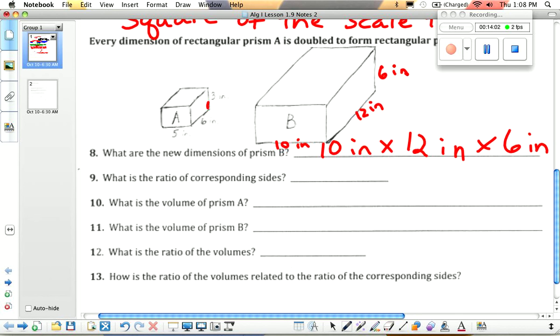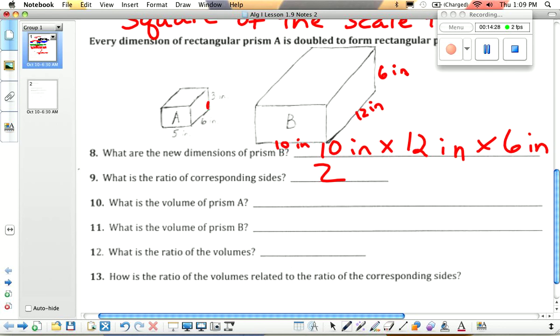Okay, what's the ratio of the corresponding sides? 2. We doubled everything, right? And if you don't believe me, try it. 10 over 5 is? 12 over 6 is? 6 over 3 is? Oh, okay, so we've got it, right? The scale factor is 2.